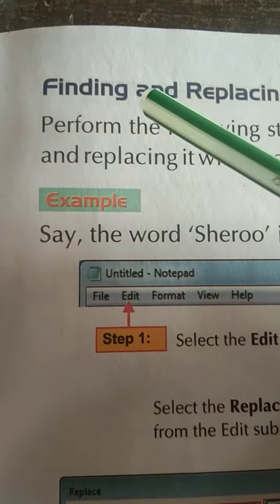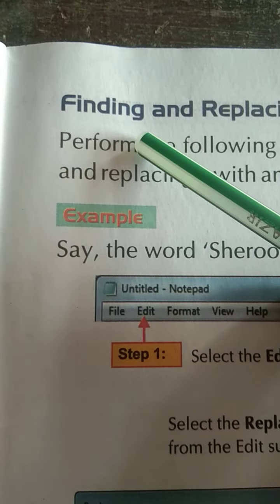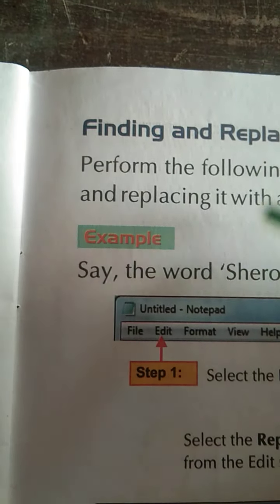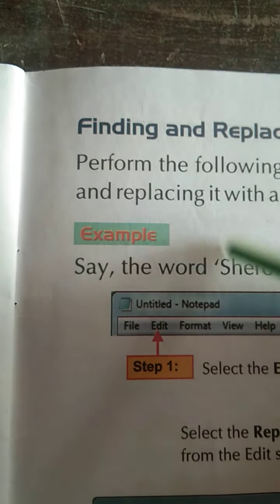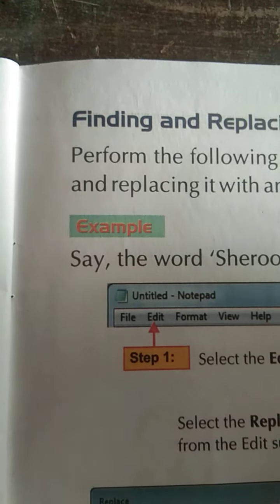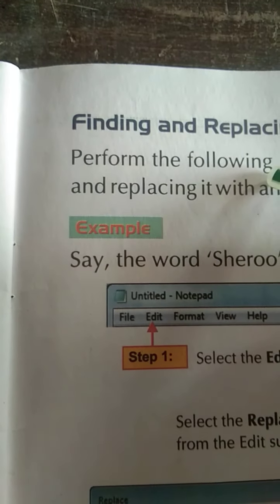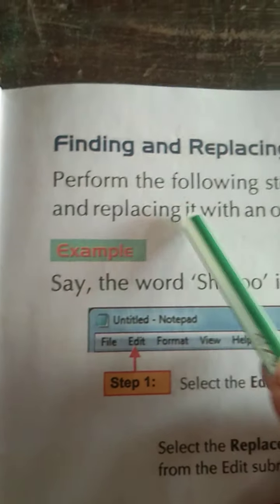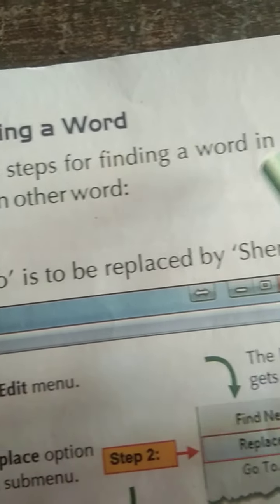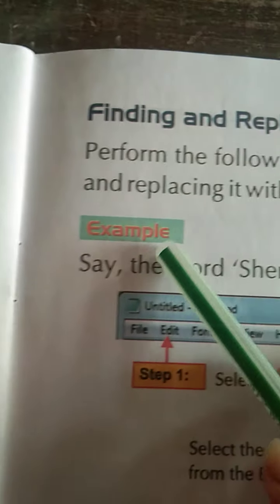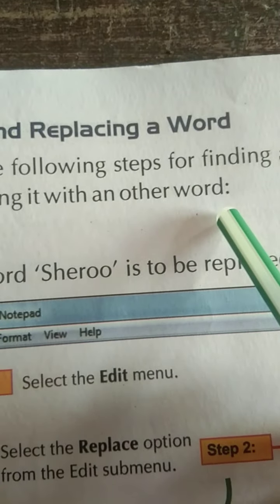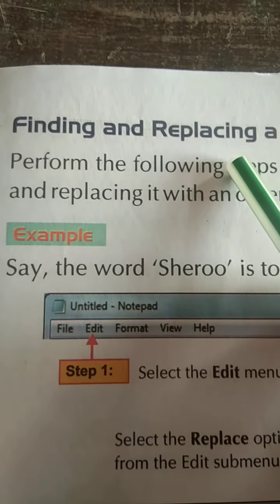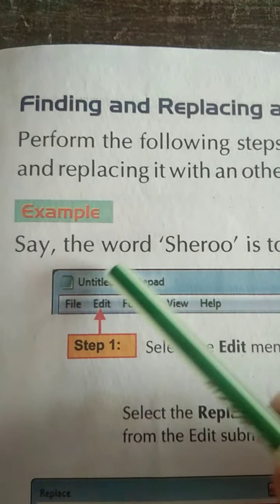Sometimes we want to find a word, or any mistake happens with us while typing in the program. So we want to replace that word with another word, that is, with the original word. So how to do it? For that, one option is there. First of all, perform the following steps for finding a word in the text and replacing it with another word. By mistake we typed a wrong word and we want to replace it with the original word, so you can do that. See, here an example is given.